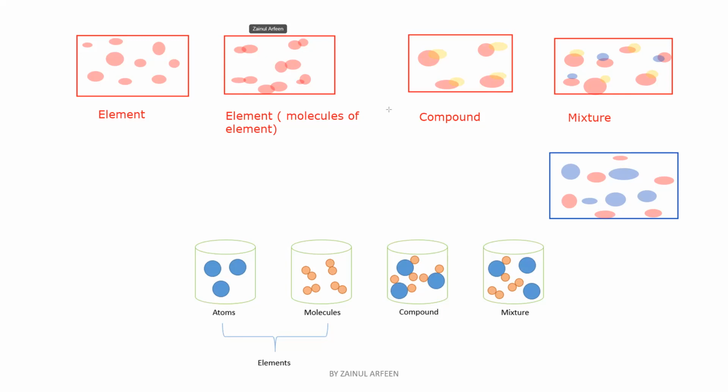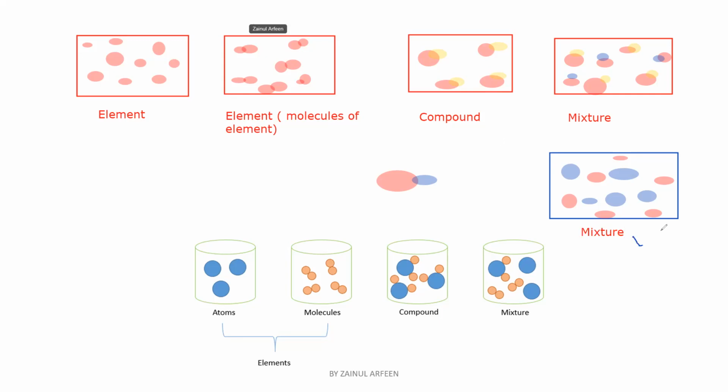To be a compound, there's a chemical combination. Chemical combination means two or more atoms should join together. If it's a compound, then they should be joined together. But in this one, two different elements are mixed together. There is no chemical combination. That's why this is not called a compound. This one is known as a mixture.